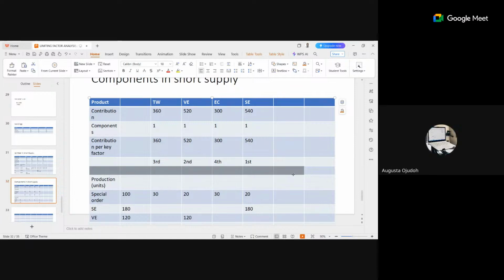This is interesting. All your questions are very interesting. Please look at mine. It's remaining 180 for VE now. Why do we need 120? Special order, 180 plus 100 gives us 280, minus 400 will give us 120. Thank you.